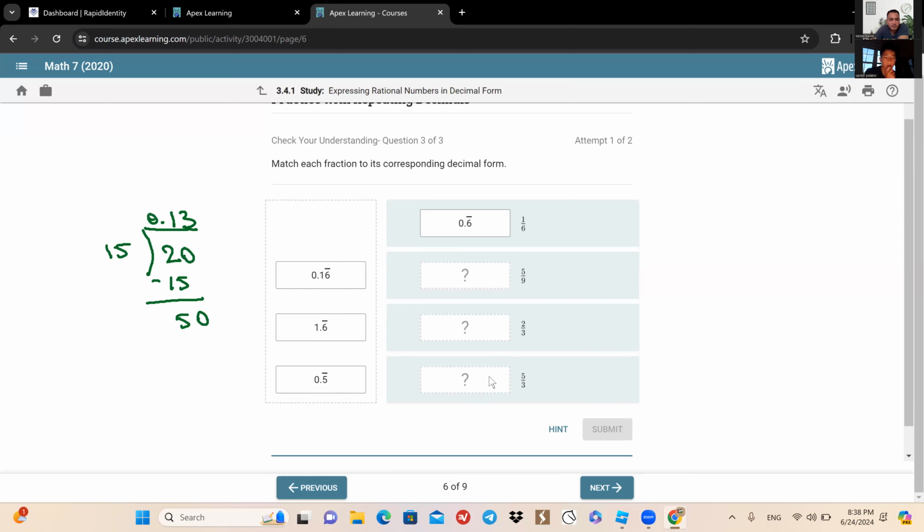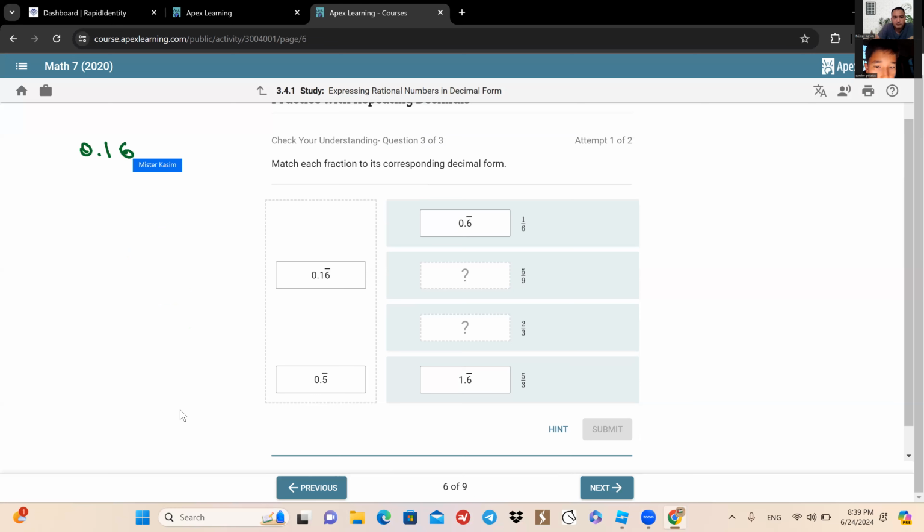Sada, how do we change this decimal into fraction? This one goes here. It could be decimal to fraction. For example, the first one, 0.16 with a bar here, right? Now, how do we change it into fraction? How many digits are going to be repeating here?